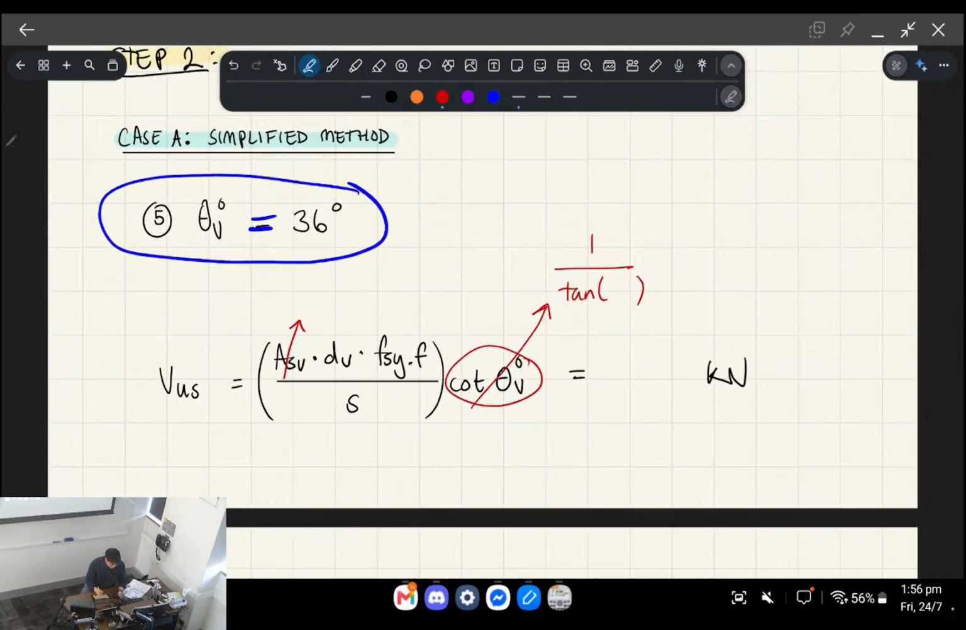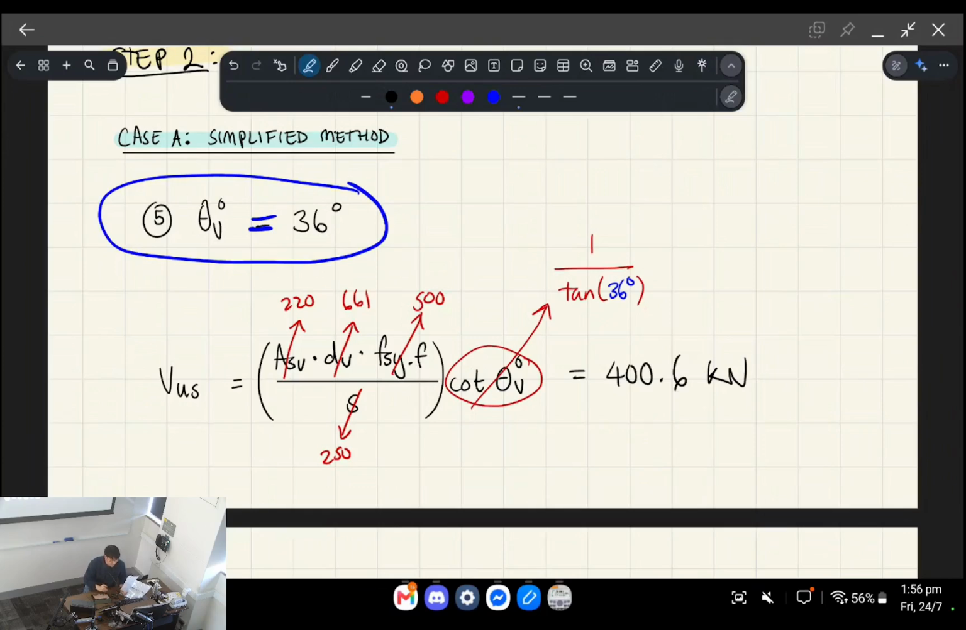So ASV is 220. dV, we calculated earlier, is 661. FSY.F is 500. And the spacing is 250, okay? And here, with the simplified method, we're simply going to plug in theta V as 36 degrees, and that's it. Keep in mind, when you see cotangent in these formulas, it's just 1 over tan on your calculator, because you can't type cot on your calculator, but you can type the fraction 1 over tan, right? Okay, that gives 400.6 kilonewtons as our answer.